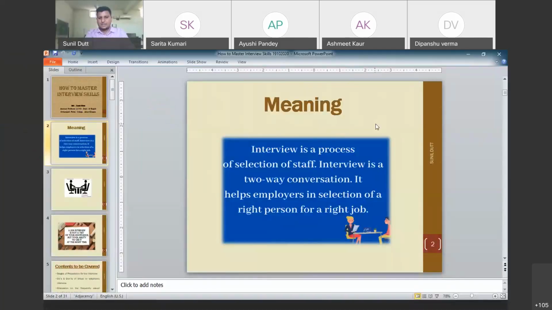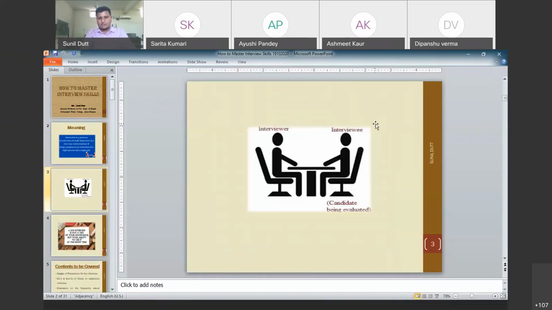It helps the employers in selection of the right person for the right job. So through this, you select the candidate for a particular job. So let's be familiar with the terminology which we need to know when we need to get familiar with this skill.